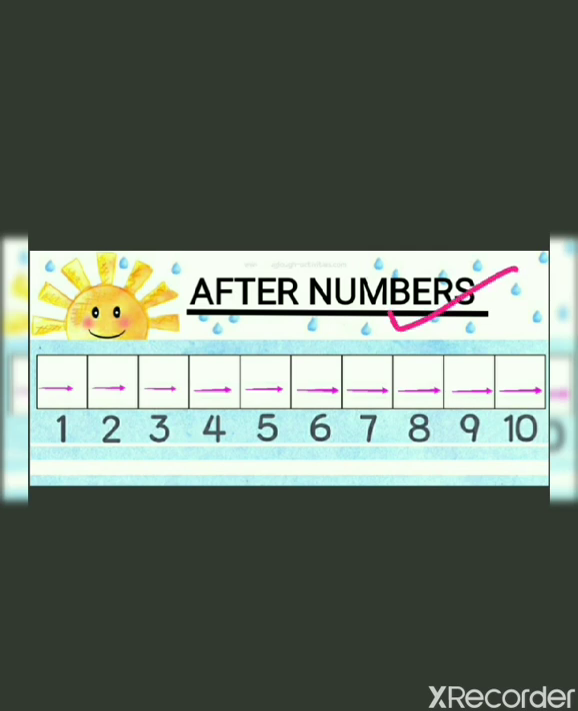After numbers means the number which is one more or one greater than the given number. Children, you can see the arrows are moving forward, that is from 2 to 10. It means that all the numbers from 2 to 10 are greater than 1, or we can say that these numbers come after 1. Example, what comes after 2? Yes, after 2 is number 3.